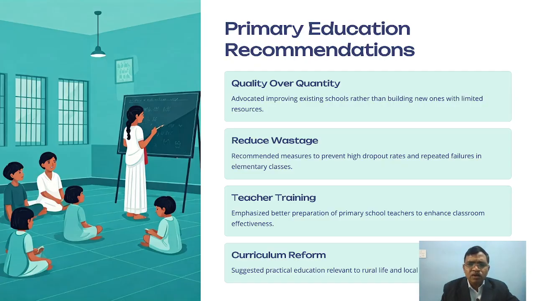Then the primary education recommendations: quality over quantity, reduce wastage, teacher training, and curriculum reforms. They advocated improving the existing schools rather than building new ones with limited resources. They wanted to improve quality and reduce wastage. They emphasized teacher training and preparation for primary school teachers to enhance classroom effectiveness. They also suggested curriculum reform: practical education rather than theoretical, related to rural life and local conditions.